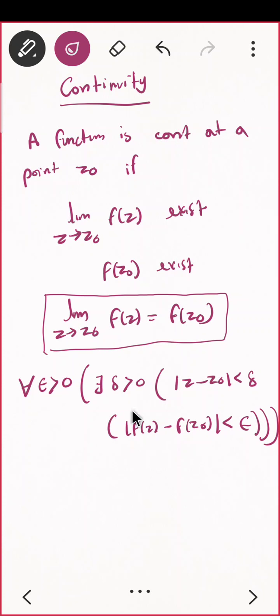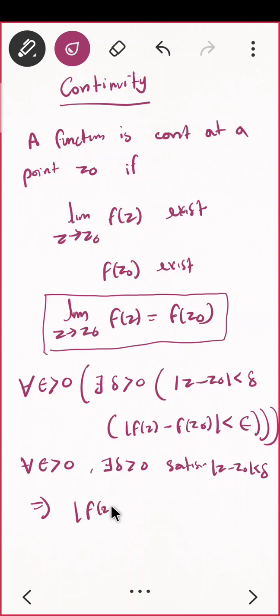So this is the same thing you can write in a different format. Mostly in Burton you must have seen this definition, and in Real Analysis by S. Kumaresan you must have seen this definition. Both are equivalent, but this seems good to me. So for epsilon positive, there exists delta positive satisfying mod of z minus z naught is less than delta implies mod of f of z minus f of z naught is less than epsilon. So this is the definition, correct.